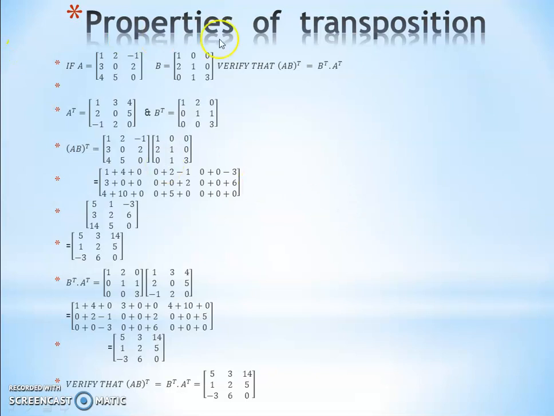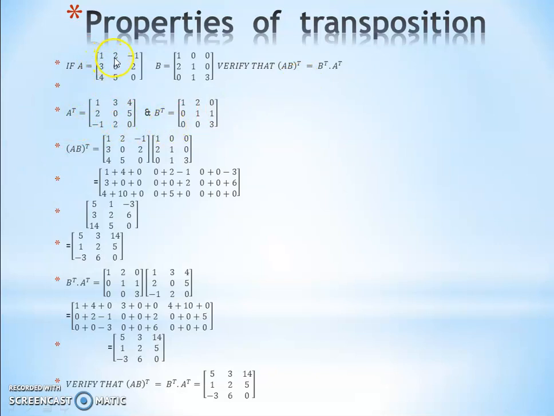Now, properties of transposition also depend on 3 by 3 order matrices. Let us verify that if A is [1 2 -1; 3 0 2; 4 5 0] and B is [1 0 0; 2 1 0; 0 1 3], then (AB) transpose is B transpose into A transpose. First we have to find A transpose and B transpose.